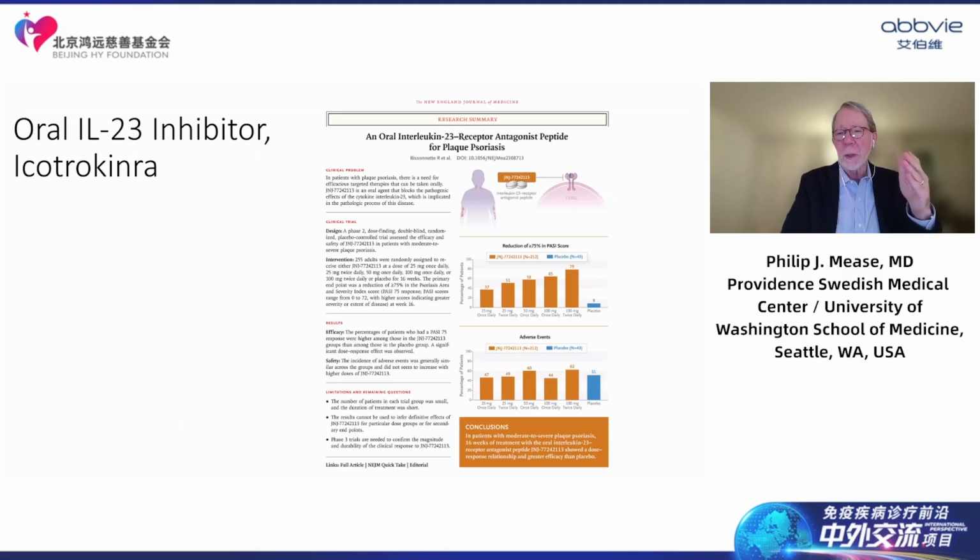This is showing the original New England Journal article on the oral IL-23 inhibitor icotrokinra in psoriasis, showing a dose-related phenomenon very similar to the effectiveness of the subcutaneous IL-23 inhibitor.